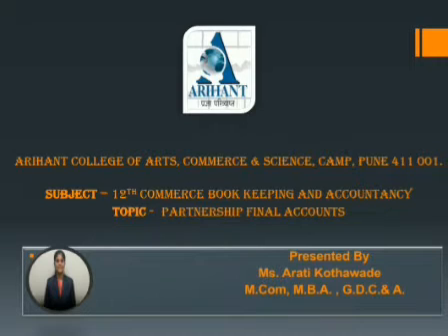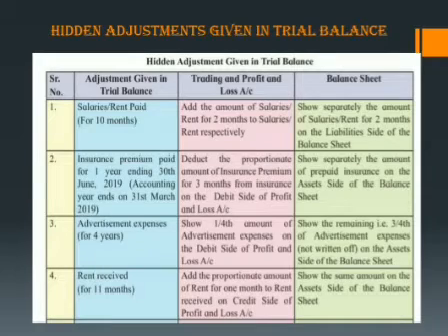Today, I would like to explain to you about the hidden adjustments of final accounts. See here, there are 4 hidden adjustments given. Actually, hidden adjustments are those adjustments which are given in the trial balance, but have not been given after the trial balance. We have already discussed in my last videos the explanation of various adjustments that are given after the trial balance. But now we are going to learn the adjustments which are given in the trial balance.